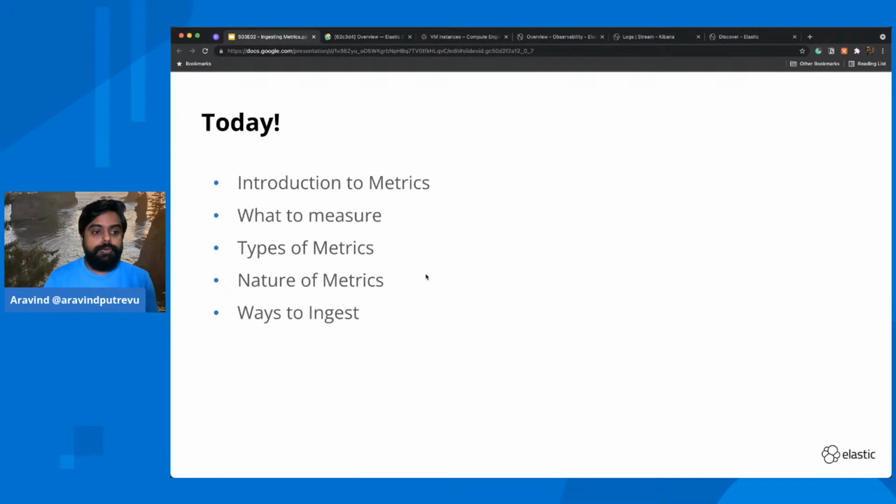So in today's session, we're going to talk about some introduction to metrics. I'm going to keep it very short, definitely. And then what to measure, types of metrics, nature of metrics, and then definitely a demo showing how to ingest these metrics.